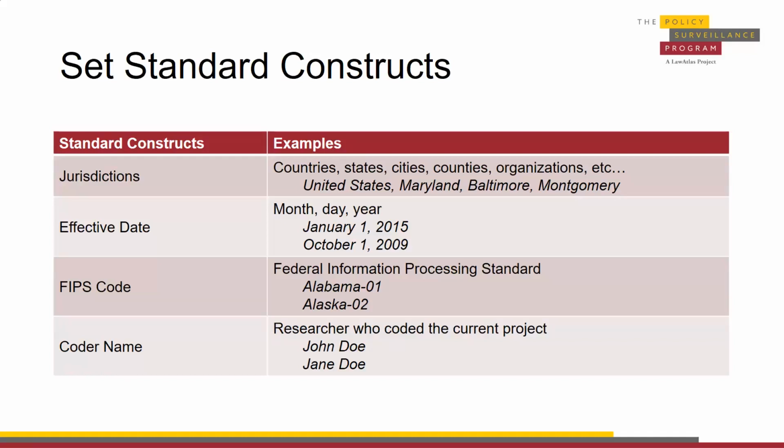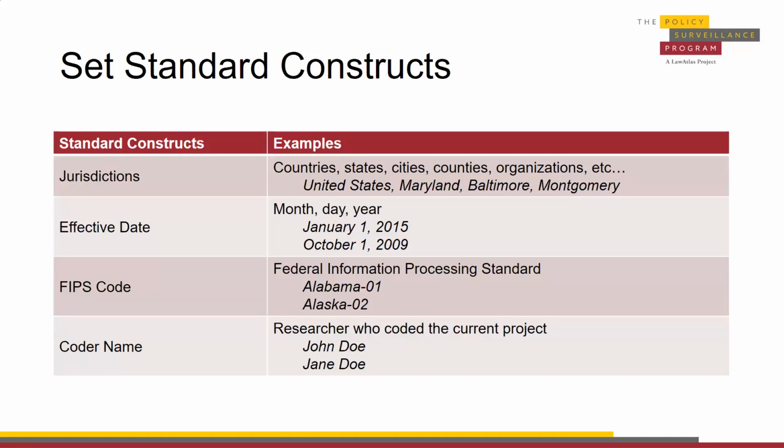So the effective date is important because it's going to identify at what point in time a particular record applies to. So this is the temporal aspect, as I mentioned, of your constructs. Then the other 2 that are listed here, the FIPS code and the coder name. FIPS is the Federal Information Processing Standard, which is a unique identifier for every jurisdiction in the U.S. And then the coder name is the name of the person that's coding this particular iteration. And the reason coder name is important is because it captures information that can be used for quality control.